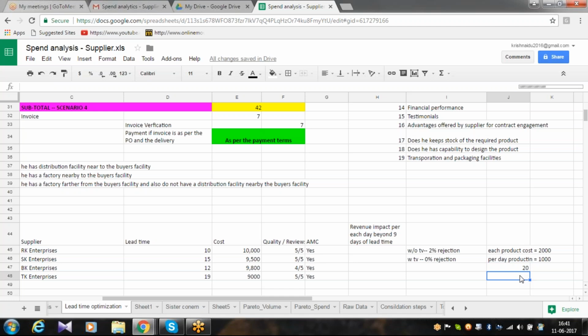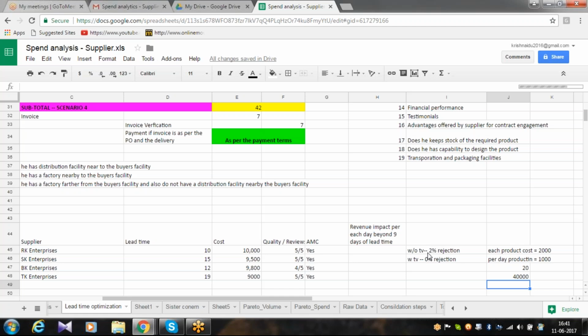Per day, if I don't have a TV on my shop floor, I will be losing 20 products. So what is the cost of one product? 2000 rupees. So 20 into 2000, let's say around 40,000. So my per day loss is 40,000 rupees.